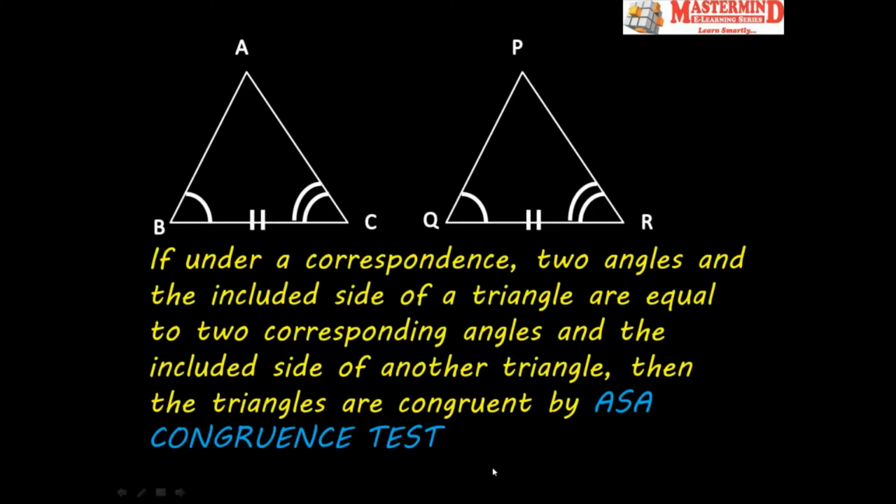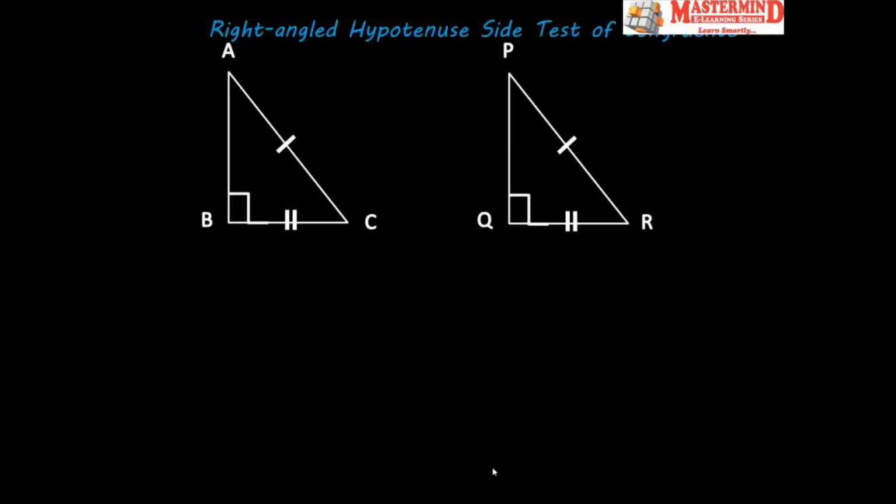Now we'll talk about one other type of triangle, that is the right-angled triangle. You can look at these triangles here. These both triangles are right-angled triangles. And if you look at this first triangle, the side AC is the hypotenuse of this triangle. Hypotenuse, that is the side opposite to this 90-degree angle. And in this triangle, the hypotenuse is PR.